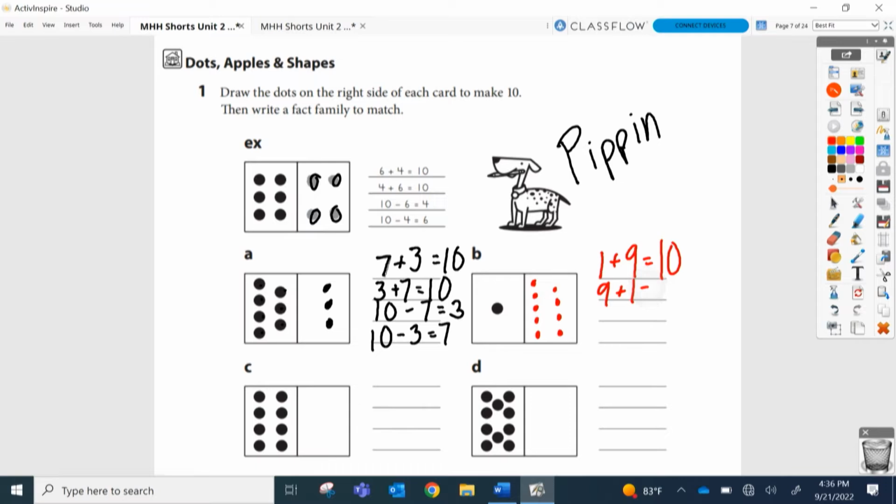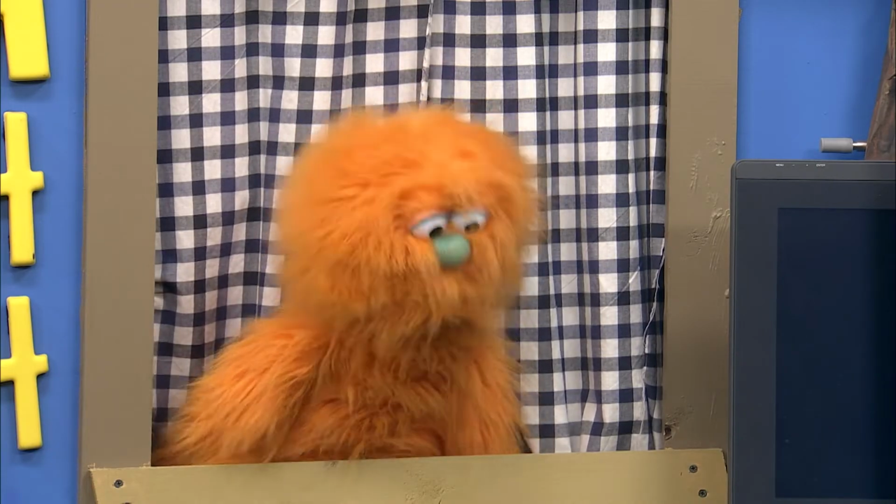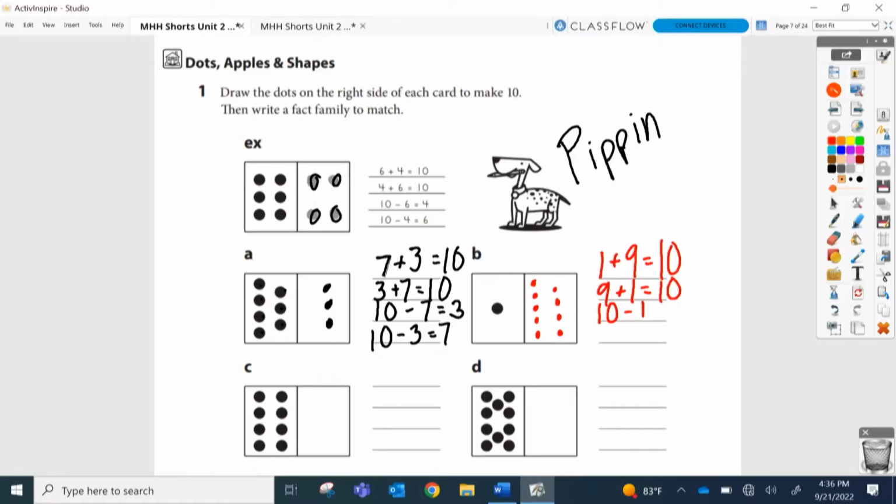I think you're really getting the hang of this, Max. I do too. What about our subtraction? 10 minus 1 equals 9, or 10 minus 9 equals 1.